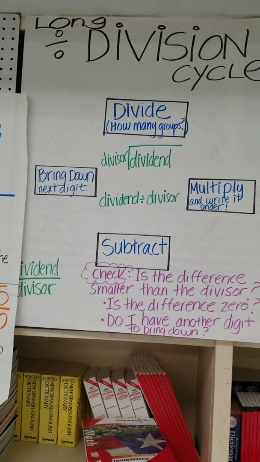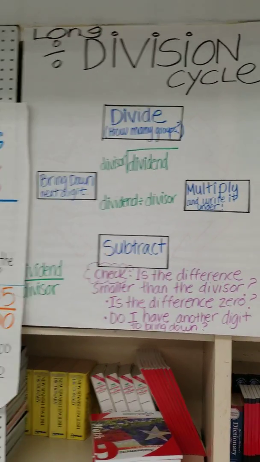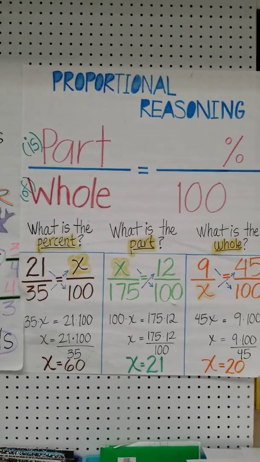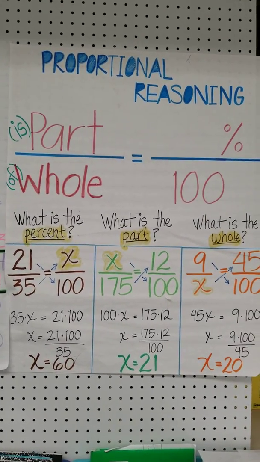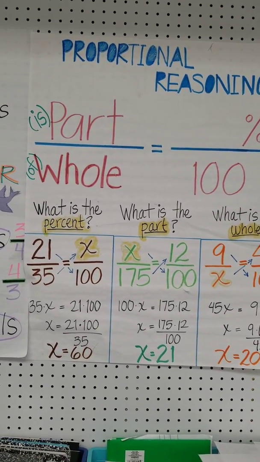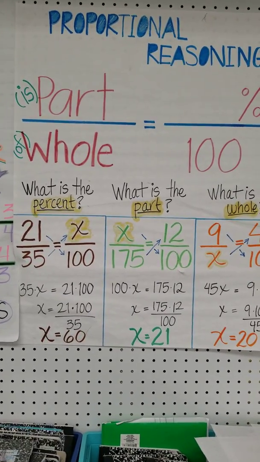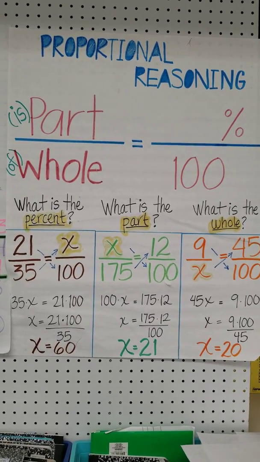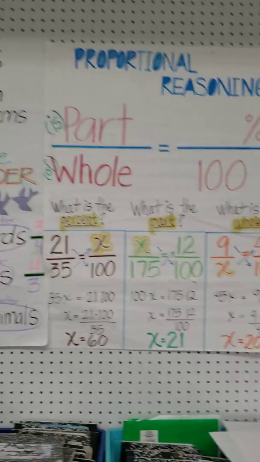Then we have the division cycle. Divide, multiply, subtract, bring down the next digit. And remember, do your T-chart. Proportional reasoning, we use this a lot. Is part of the whole number. Sometimes they tell you what is 25 of 250. So you do the setup and find it. We use it to find the percent, to find the part, or to find the whole number.